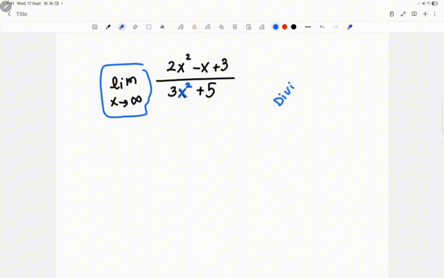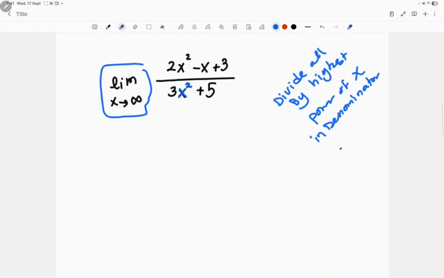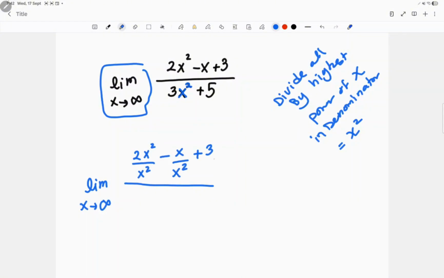So divide all by the highest power of x in the bottom of the function, which in our case is going to be x squared. So go ahead, divide all of them by x squared. So 2x squared over x squared minus x over x squared plus 3 over x squared, 3x squared over x squared plus 5 over x squared.